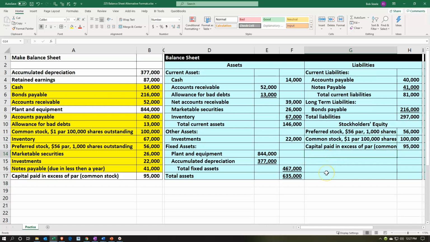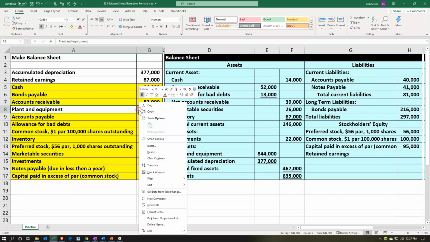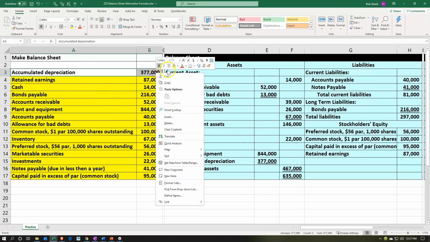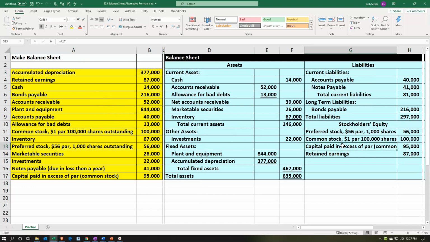Okay, and then we're going to have the retained earnings. I have been lax in highlighting some of these, so we found a home for this a long time ago. We found a home for this now, because that's going to be the 87,000 here. And we found a home for this one. So that one has a home, which is nice.